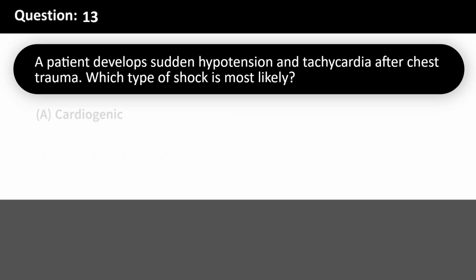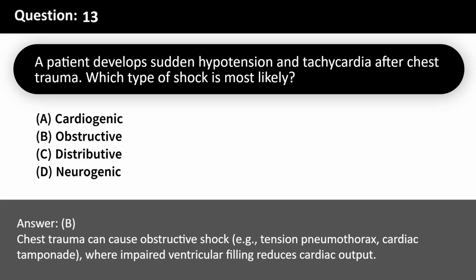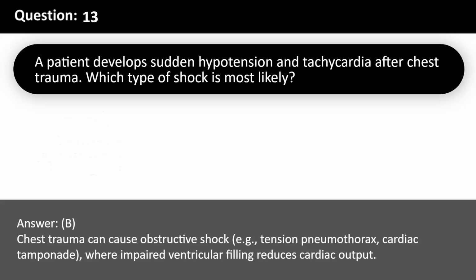A patient develops sudden hypotension and tachycardia after chest trauma. Which type of shock is most likely? A. Cardiogenic. B. Obstructive. C. Distributive. D. Neurogenic. Answer: B. Chest trauma can cause obstructive shock, e.g., tension pneumothorax or cardiac tamponade, where impaired ventricular filling reduces cardiac output.